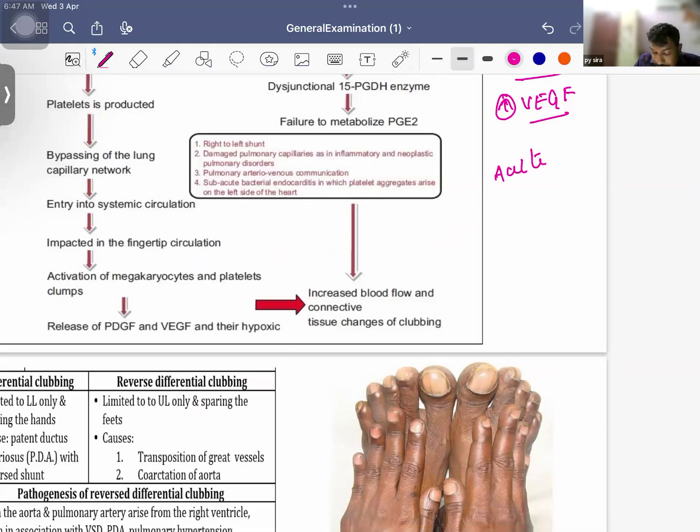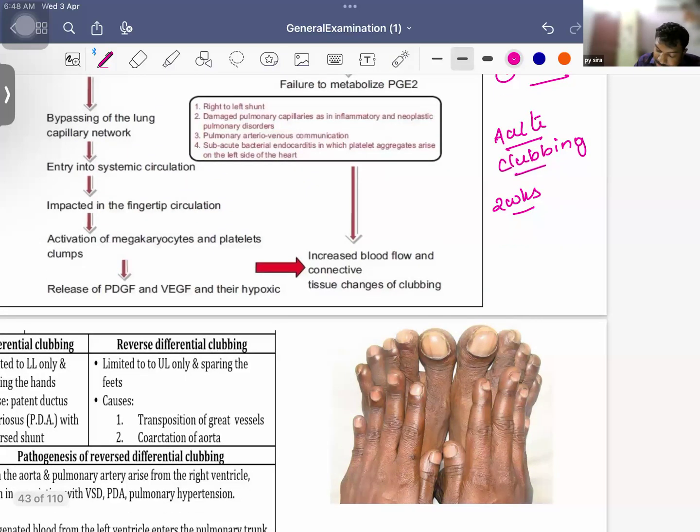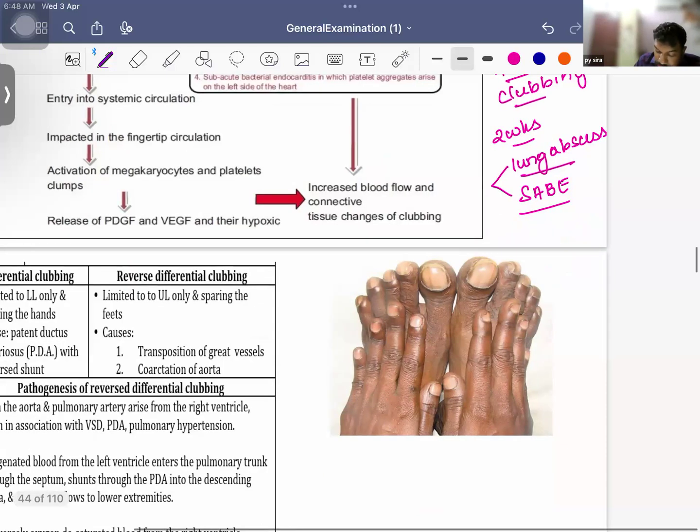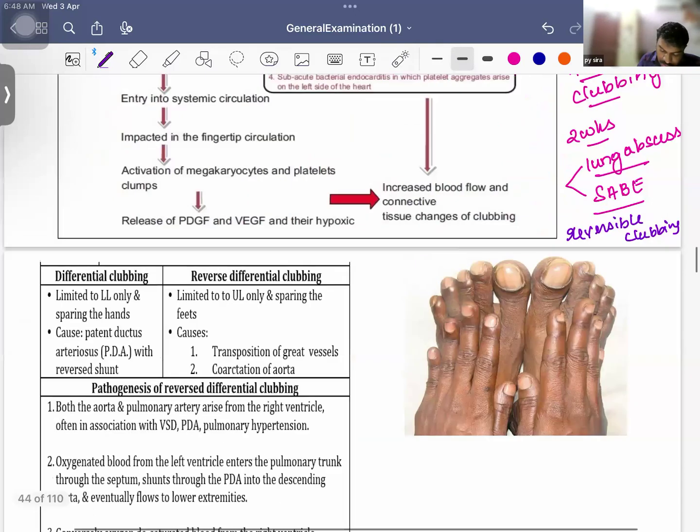For clubbing to develop, you require a minimum of 2 weeks. Whenever clubbing develops acutely, it is seen either in lung abscess or subacute bacterial endocarditis. In these two conditions you can see acute clubbing. These two causes are also examples of reversible clubbing. Once you start treatment, the clubbing will improve. So this is very, very important.